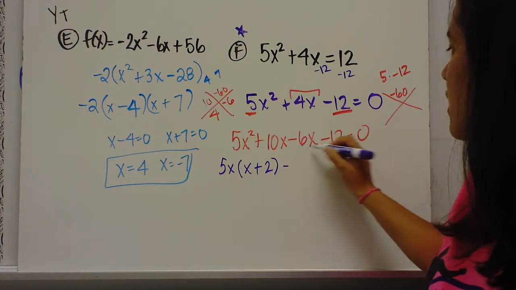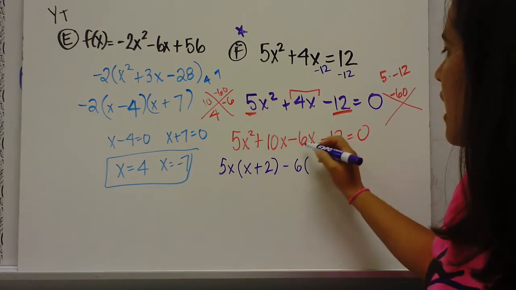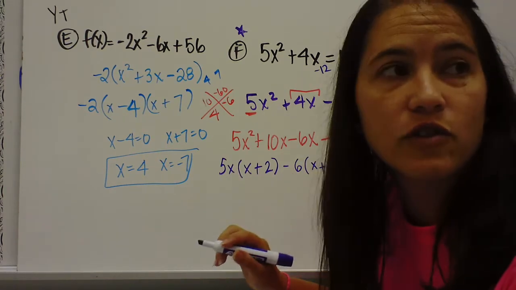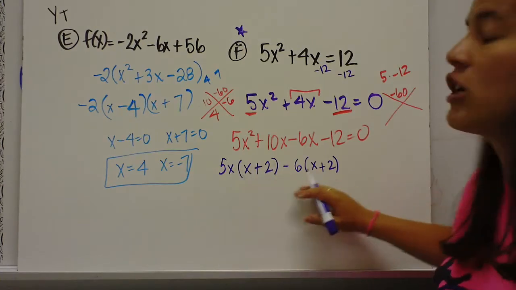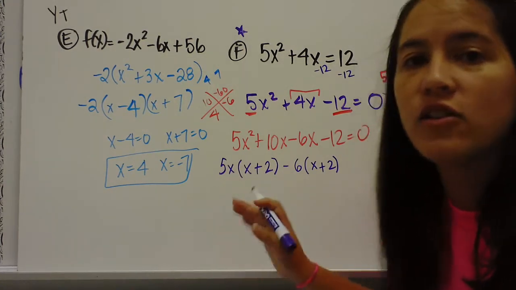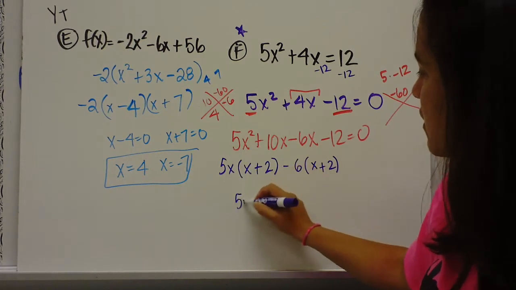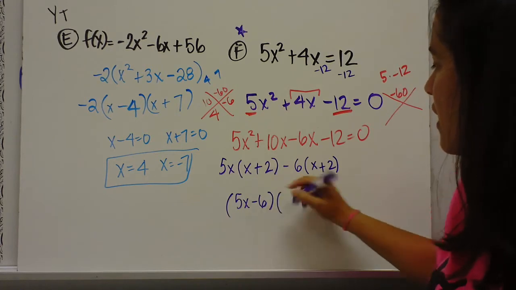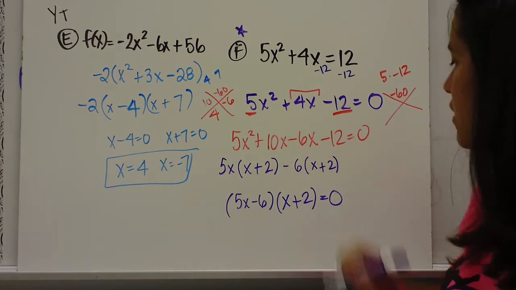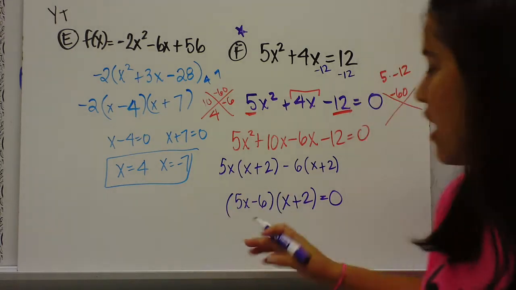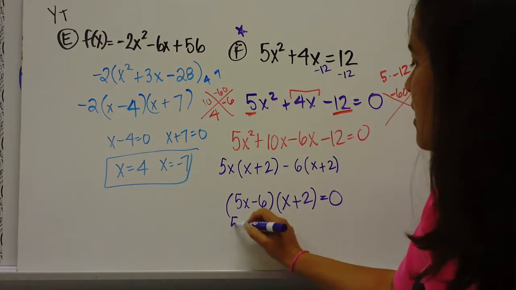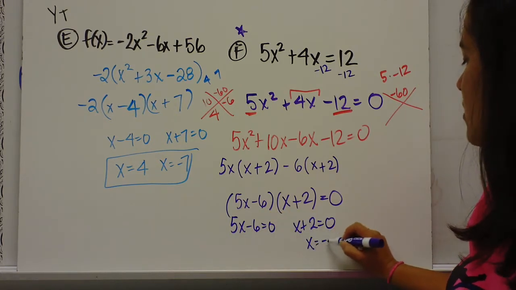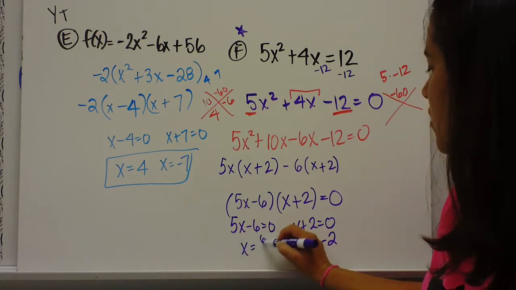Minus, right here, they have a 6 in common. And if I factor out a negative 6, I'm left with x plus 2. When you do this, if you do this correctly, your parentheses should look the same. And then you can go from there. 5x minus 6. I took the outside terms, and then I have my x plus 2. So whatever I factored out, I put those together. Now I can set these equal to 0, and I can solve. x equals negative 2, and x equals 6/5.